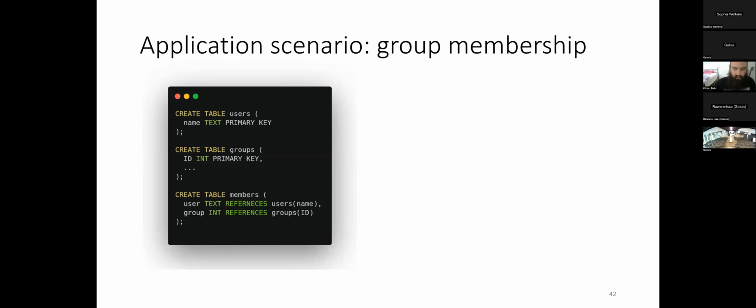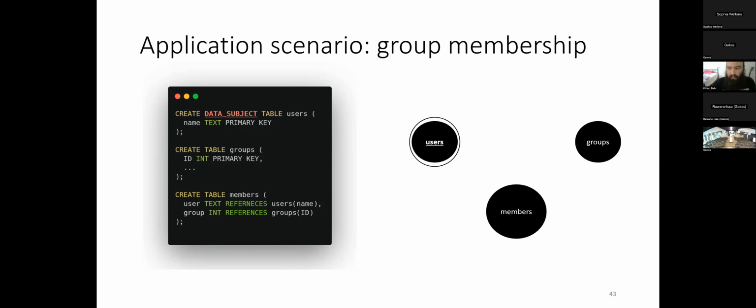Let's try to annotate the schema and see what the DOG for it looks like. The first obvious step is to annotate the users table with the data subject annotation. So now we have this currently unconnected DOG, and we're going to add the annotations to add the missing connections to it. The second step is to annotate the user foreign key in the members table with owned by. This is intuitive because a user owns the fact that they are a member in some group. If the user requests deletion of their data, the records of their memberships of various groups should also go away.